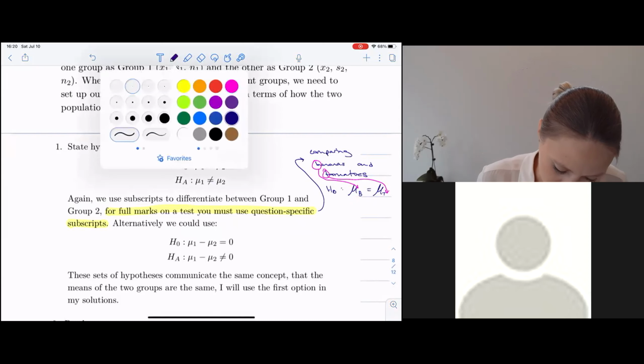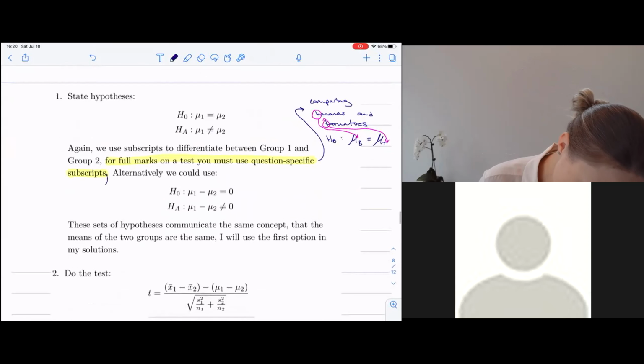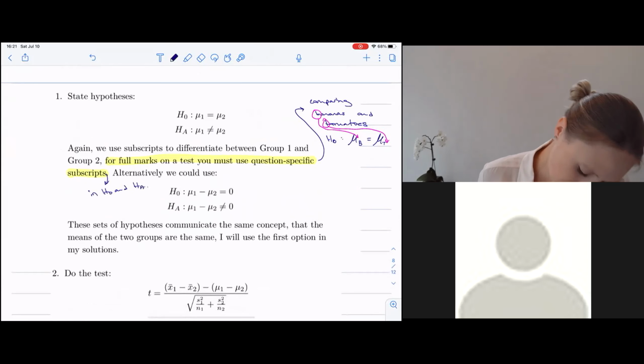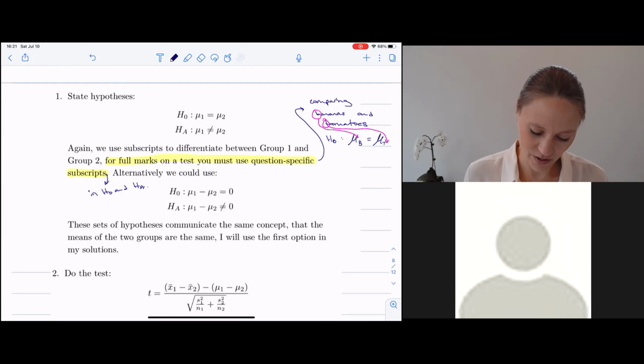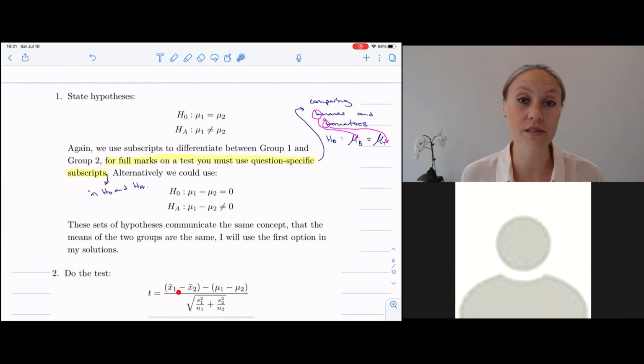And I'll clarify here in H naught and HA. Because you'll notice that even I'm sloppy. Even I cut corners when I do the t. I'll usually just do X1 and X2, but I will define which group I'm calling group 1 and which group I'm calling group 2. So then you're allowed to do it. But I want to see question-specific subscripts in your null and alternative hypothesis.